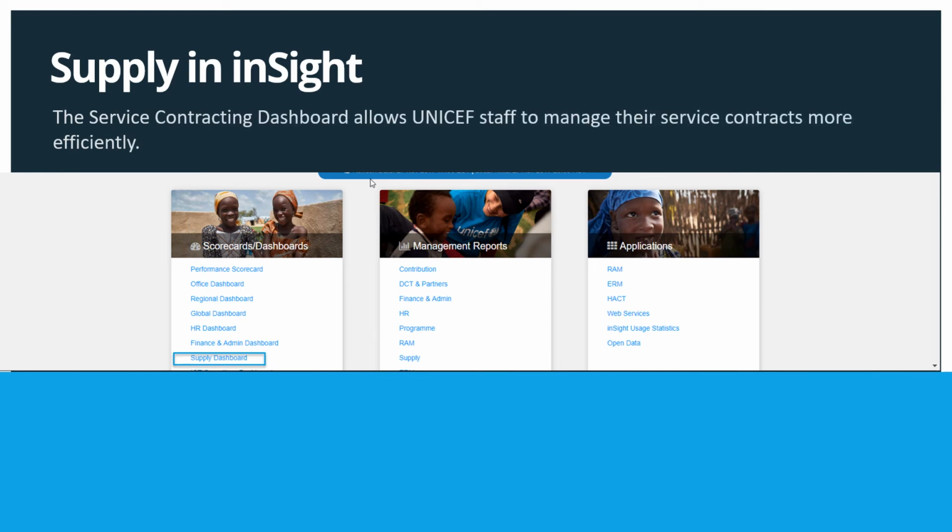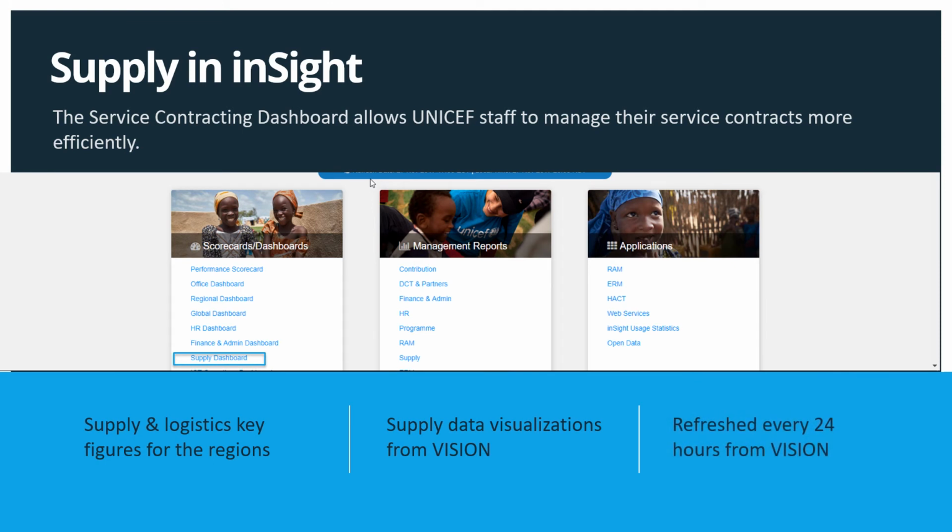Here at UNICEF, we are relying on vendors to provide much-needed inputs to our programs that are critical to the achievement of our goals. The Service Contracting Dashboard allows UNICEF staff to manage their service contracts with vendors more efficiently, automating the information that is most needed and bringing immediate awareness to things that require action. For more information, visit the Supply Dashboard in Insight, available to you via the intranet.